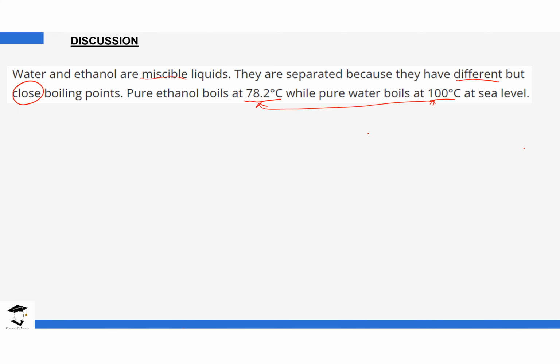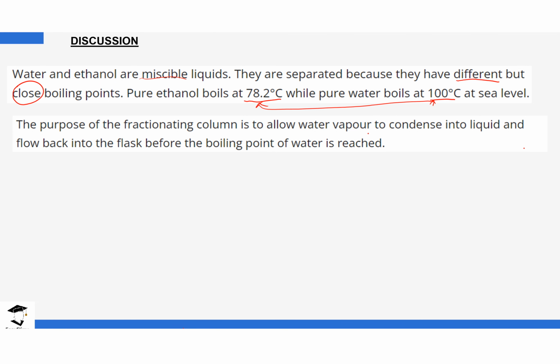That is the reason why it is possible for us to use this method. And then we are also going to look at the purpose of each and every apparatus, starting with the fractionating column. The fractionating column, the one that has glass beads, usually allows the water vapor to condense into a liquid, and then it flows back into the flask, because the boiling point of water is not yet reached.